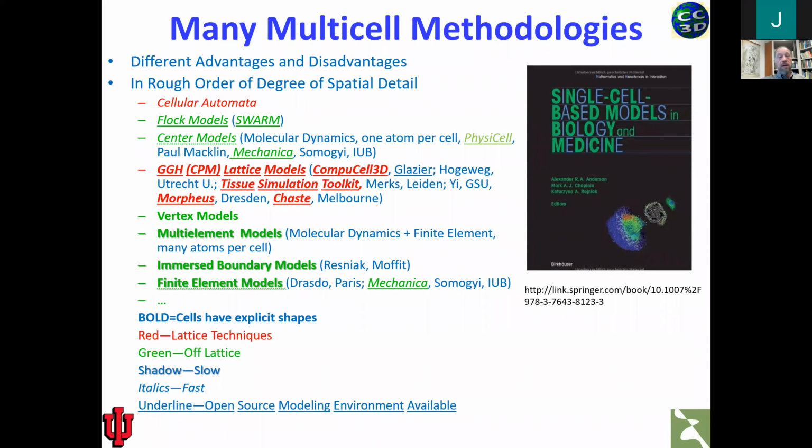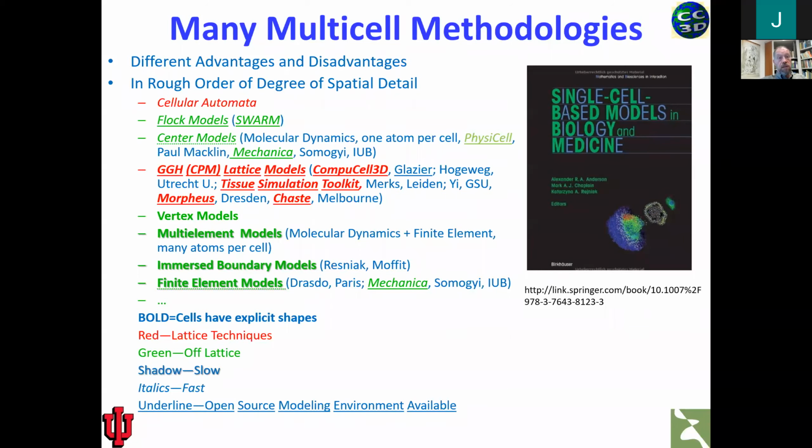There are many different kinds of multicellular model. CompuCell uses something called GGH, or cellular Potts model, CPM. There are everything from cellular automaton models to flock models to center models, which are very powerful because they allow you to do many, many cells, but don't have spatial resolution of the cells. The cells don't have shape.